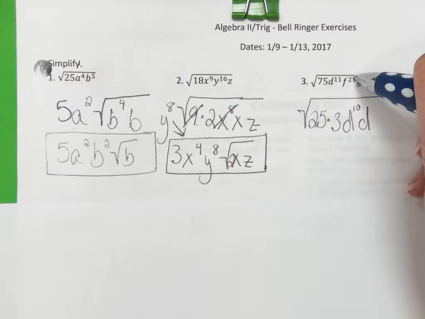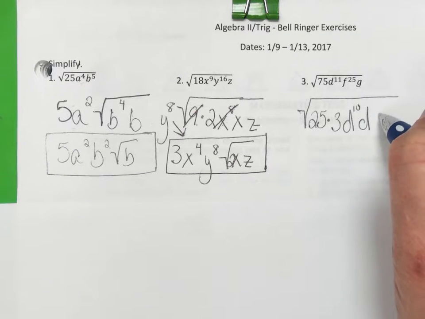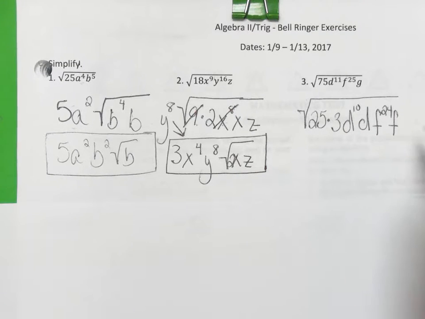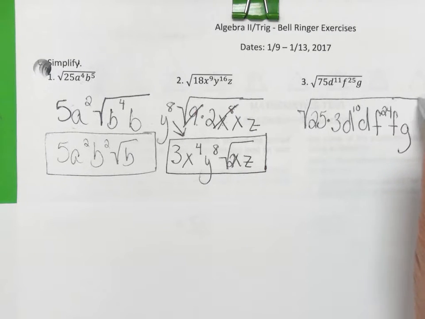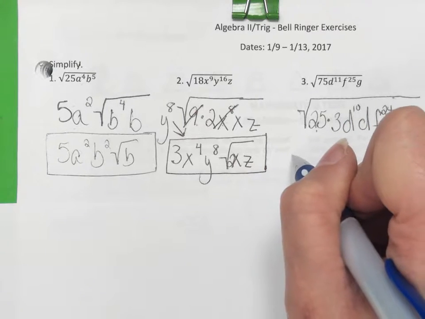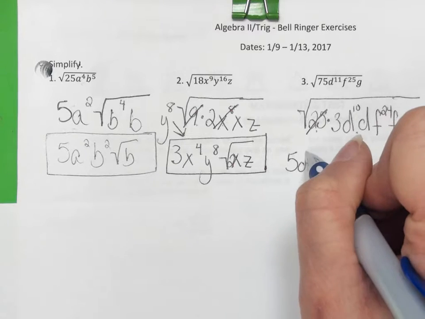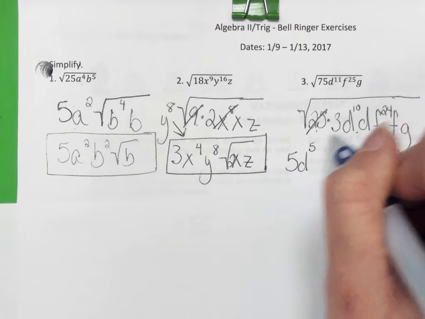What about 25? He's not even. What goes in him? 24. You gotta have 25 of them, so you gotta have one more, and you can't do anything to g. Alright, here we go. What's the square root of 25? 5. What's the square root of d to the 10? D to the 5. There you go.